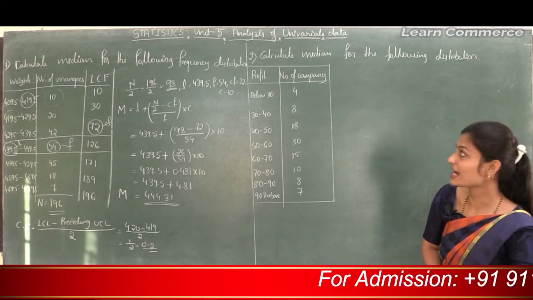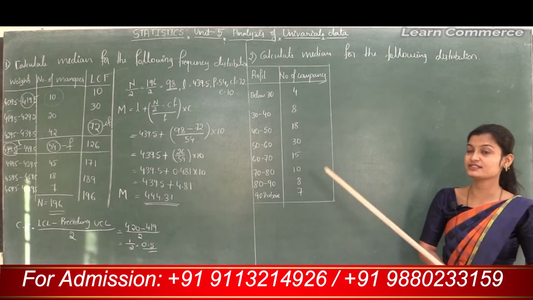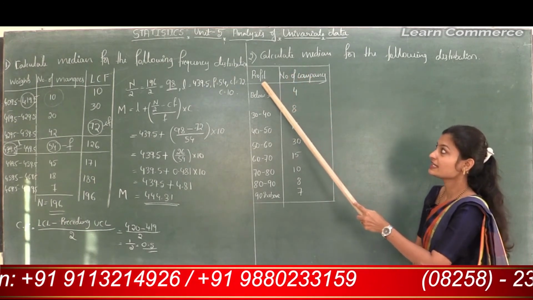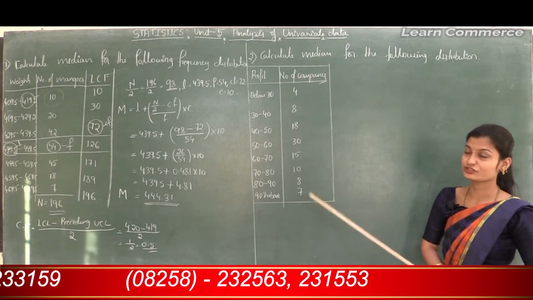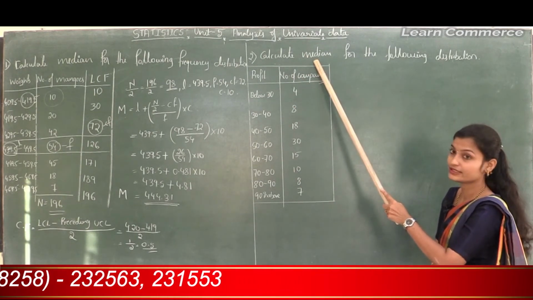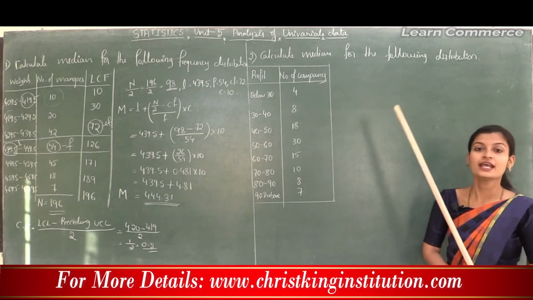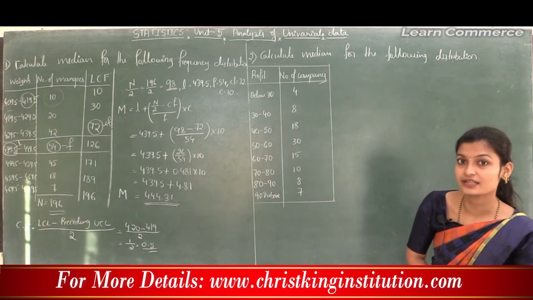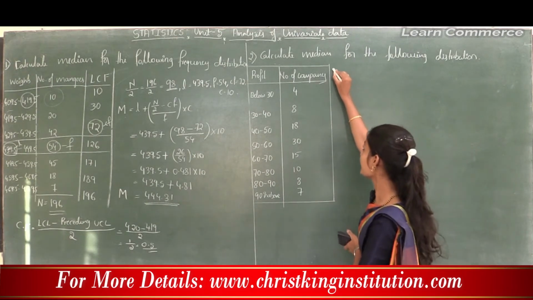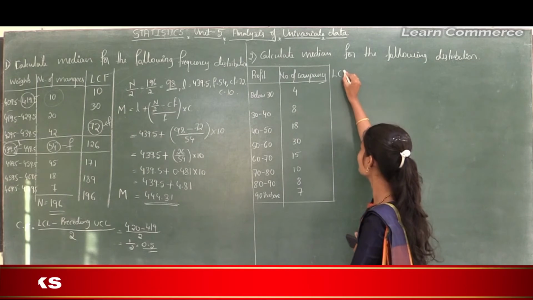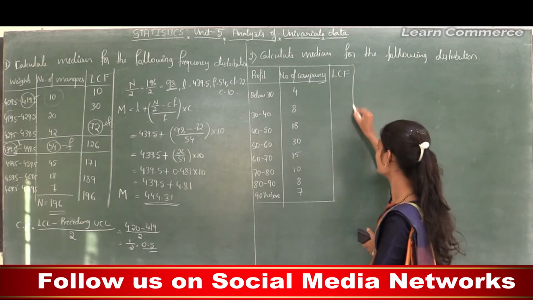So see, this is a continuous frequency distribution, isn't it? Because the given information is class intervals and frequency. To calculate the median in case of a continuous frequency distribution, there are some important steps. Step 1 is to find the less than cumulative frequency. We know how to calculate less than cumulative frequency.